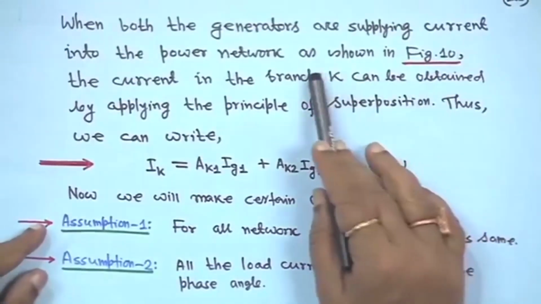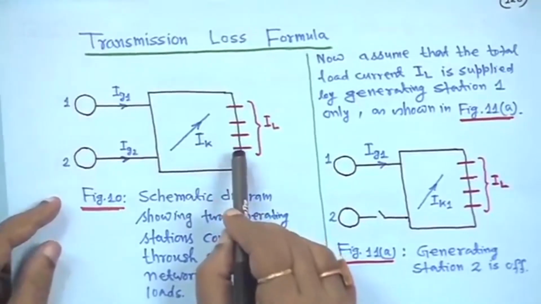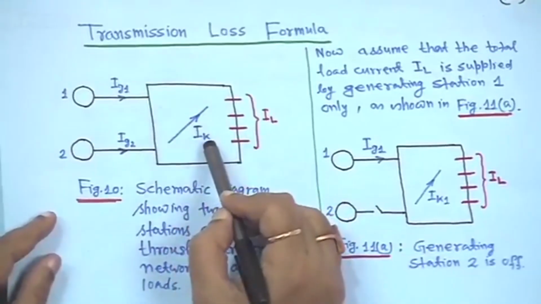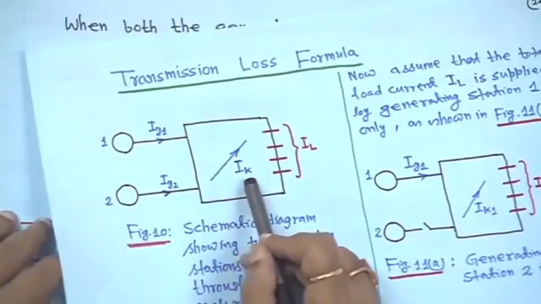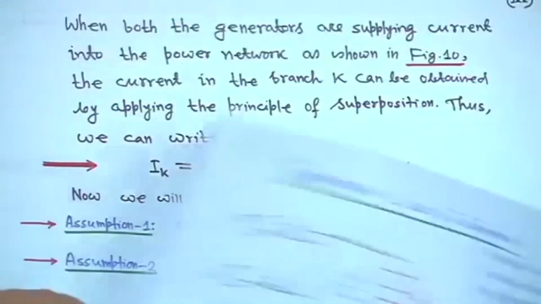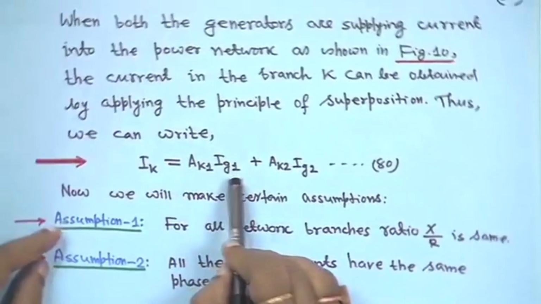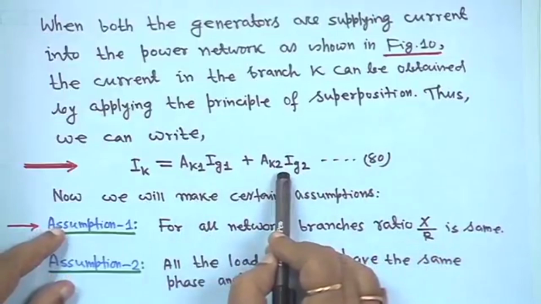now, when both the generators are supplying current into the power network as shown in figure 10, that means both generators supply power Ig1 and Ig2 together. At that time, for the current through branch Ik, you apply superposition. So Ik you can write as A_k1 into Ig1 plus A_k2 into Ig2. This is equation 80, and A_k1 and A_k2 are the current distribution factors.